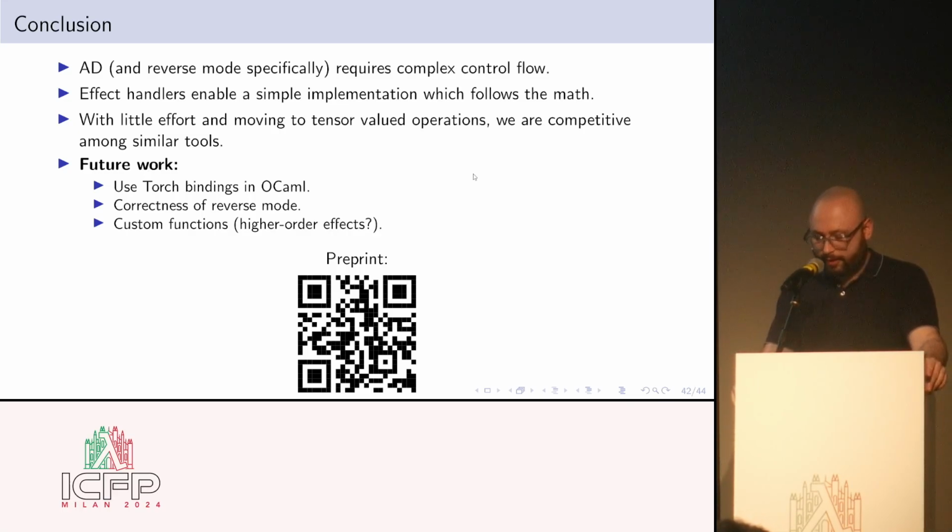Also, I want to prove correctness of the stateful reverse mode, which requires doing some more work behind the scenes, and also custom functions. So if you implement a function, you can have AD calculate the derivative for you. But for mathematical reasons, you might know a method of calculating the derivative which is a lot faster. So putting in custom function derivatives can be quite useful, and that might actually involve higher-order effects. And you can read more about some of the stuff I talked about in the preprint. Thanks.